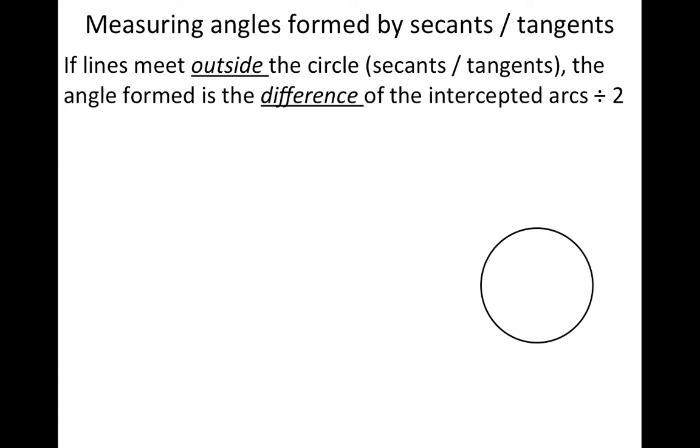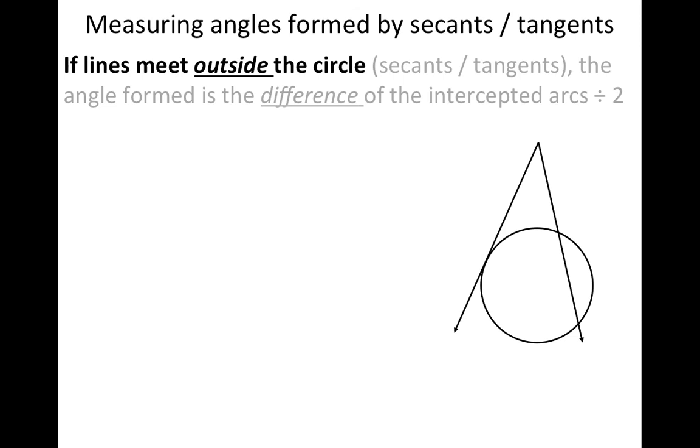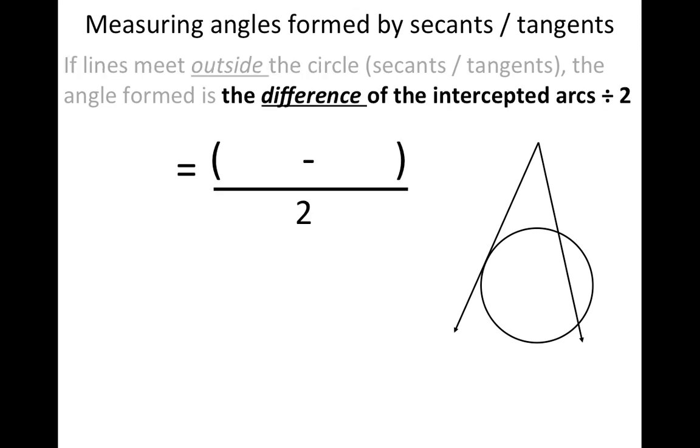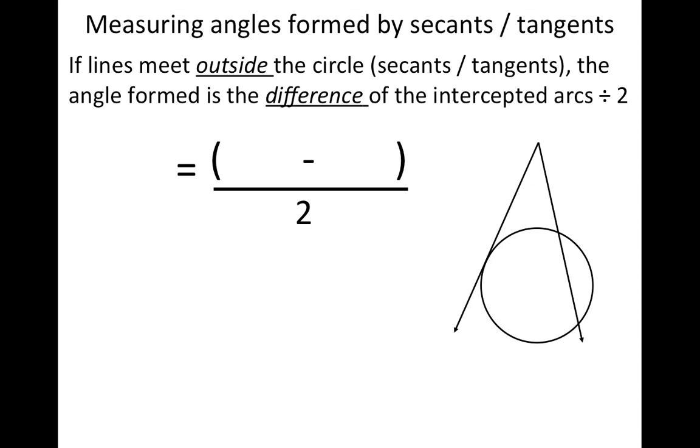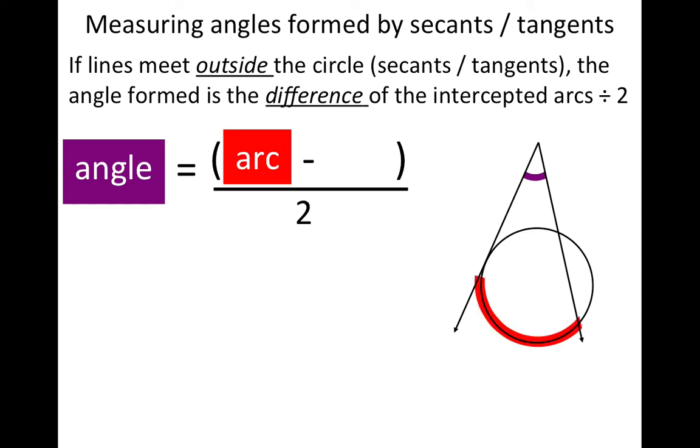Let's do it again, but instead of doing two secants, we'll do a secant and a tangent. But everything stays the same. They meet outside the circle. It's the difference of the two arcs divided by 2. So what is my angle equal to? It's the red angle minus the blue angle over 2. Now I have a secant and a tangent. Nothing changes. It's the difference over 2 if it meets outside.